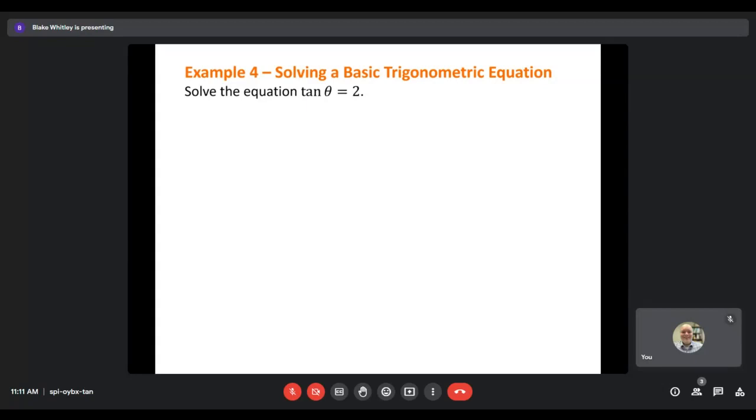All right, now our next example, we've got tangent theta equals 2. Now again, 2 is not a special value from our unit circle, and so we are going to have to use a calculator here. This time we're doing inverse tangent. And so if we go to our calculator and do the inverse tangent of 2, it should give us about 1.12.